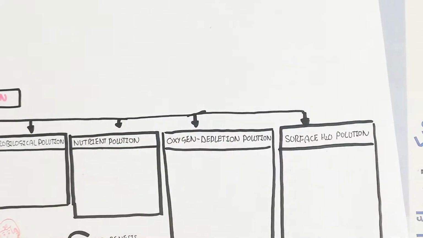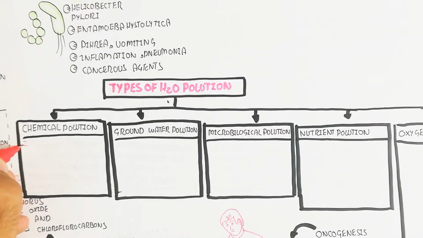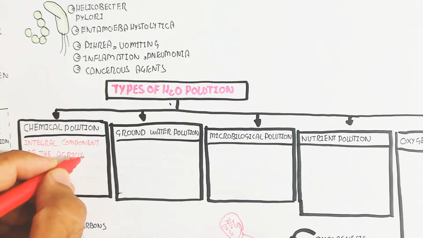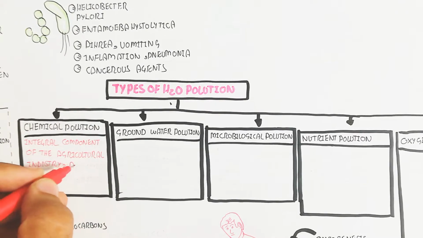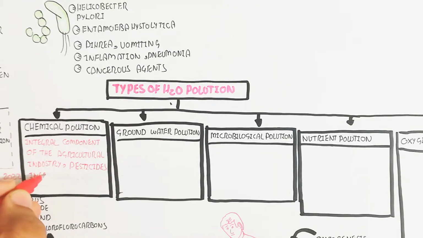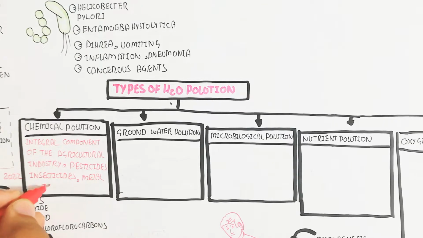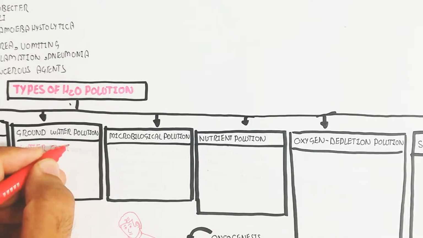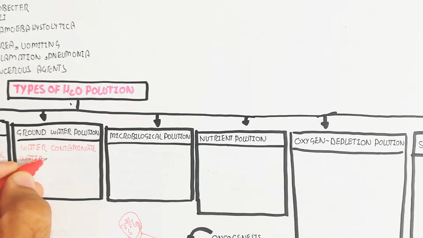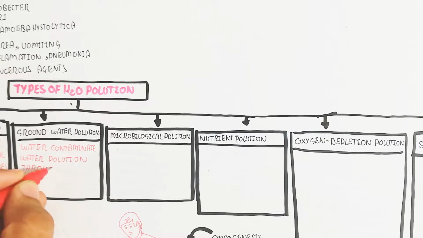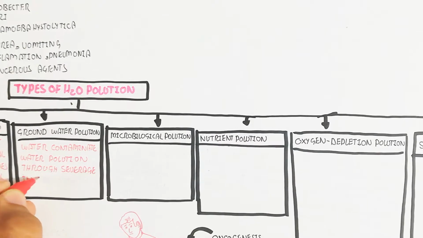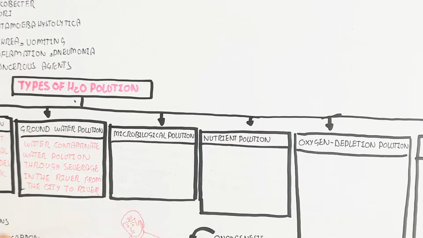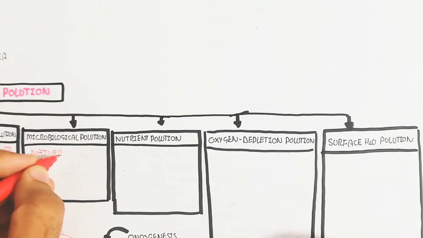So let's understand one by one. What is chemical pollution? It is an integral component of the agricultural industry: pesticides, insecticides and metal ions are absorbed during farming and go into the groundwater, leading to disease due to those toxic metals. Groundwater pollution is contaminated water through sewerage going from the city to the river.